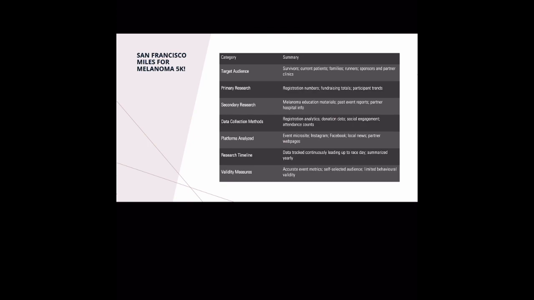And for the research timeline, we found the data was tracked continuously leading up to race day and summarized yearly, which is similar to the National Skin Cancer Action Week, also updated yearly, which is great. And the validity measures were accurate event metrics, a self-selected audience, and limited behavior validity.